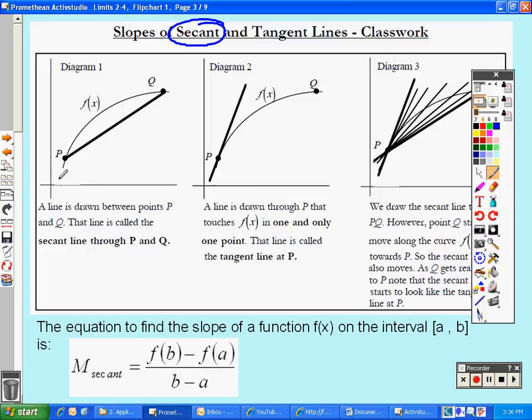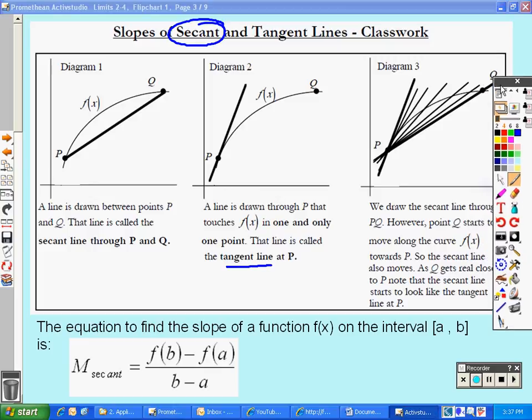The other alternative, that second thing I was talking about, was the instantaneous rate of change, and that's the slope at one specific point, how fast it's moving. And that is actually called the slope of the tangent line. Instantaneous rate of change goes with slope of the tangent line.